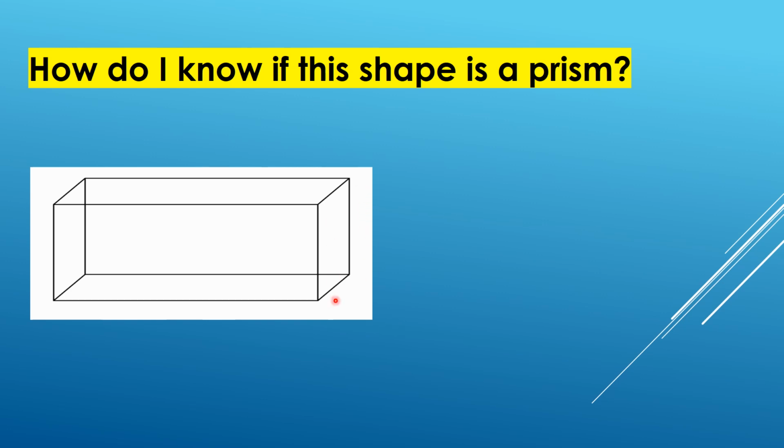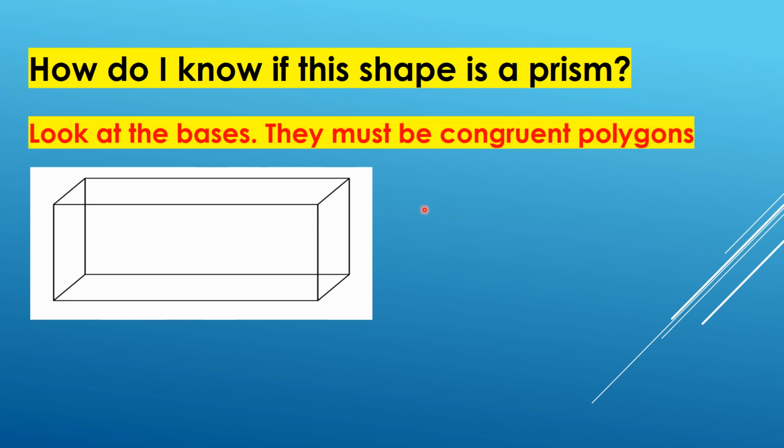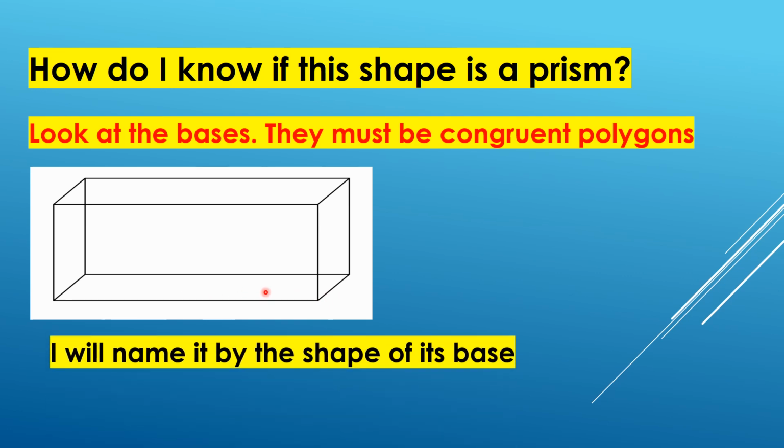Now, most of you know that this is a 3D shape, but is this a prism? Yes, it is. How do I know? I have to say the rule. Look at the bases. They must be congruent polygons. Can you see the base on top and the base at the bottom? They are exactly the same. So yes, it's a prism.